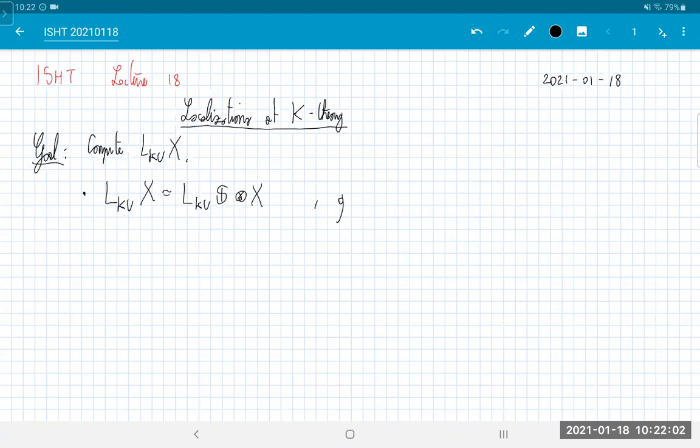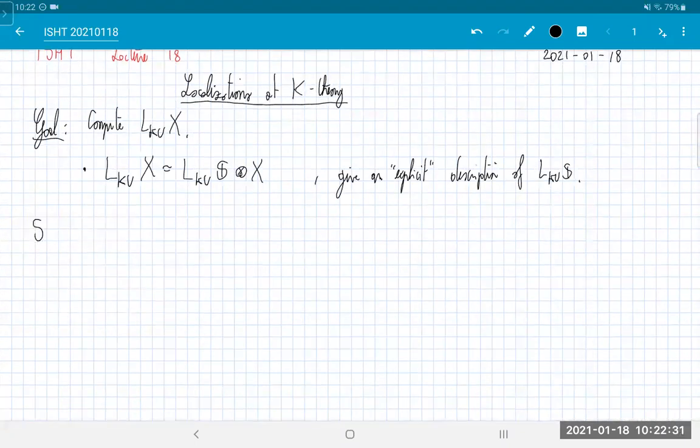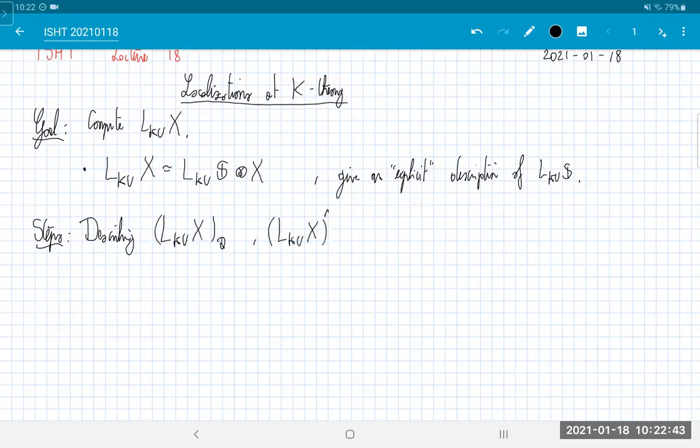And then also give an explicit description of L_KU of S. I'll write it as a pullback of some spectra that are quite explicit, actually. To do so, we will use the arithmetic fracture square that we described last time. So our goal, the steps, are describing L_KU X rationalized and L_KU X p-complete for every p.